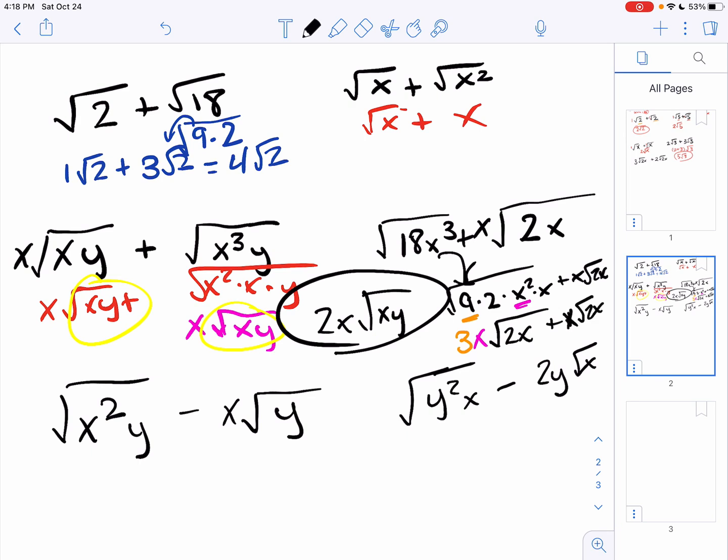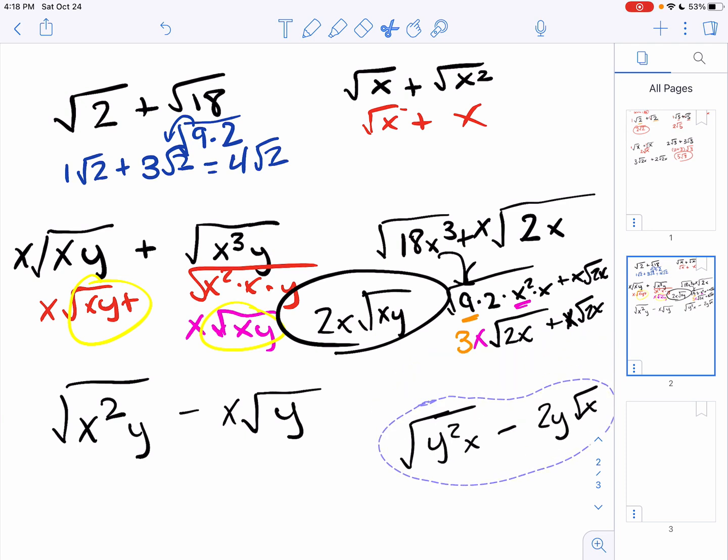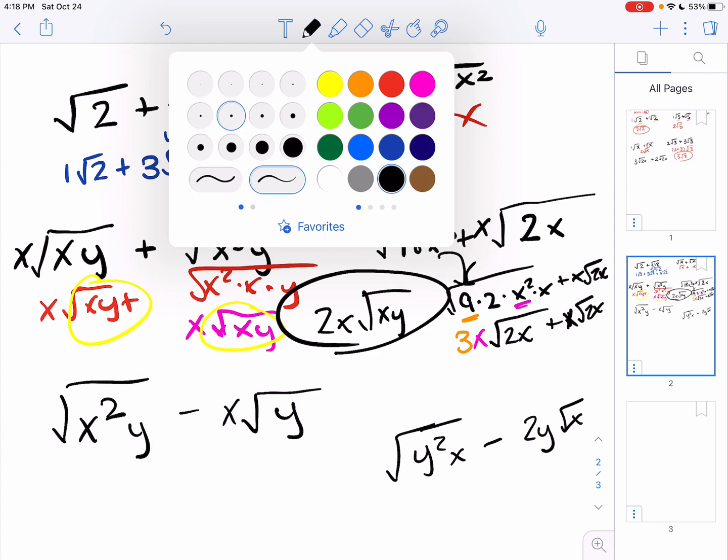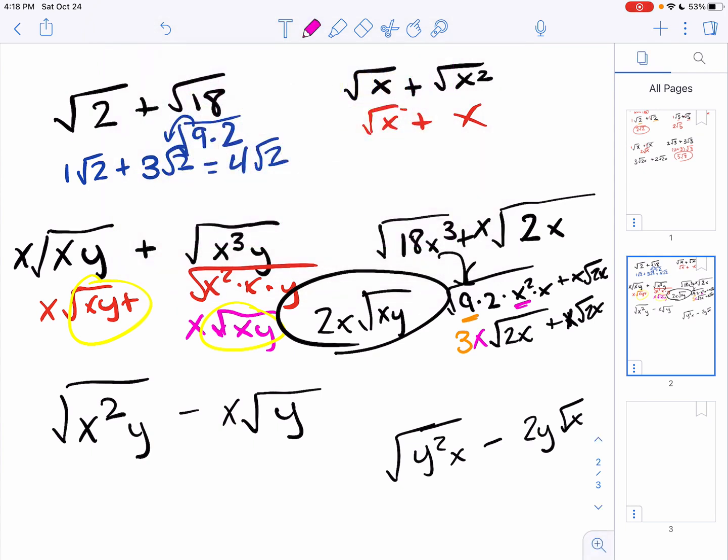So now I can add these together. I just add what's on the outside, 3x and x. All right, so I have 3x plus x, 4x on the outside, and I keep what's left on the inside, 2x.